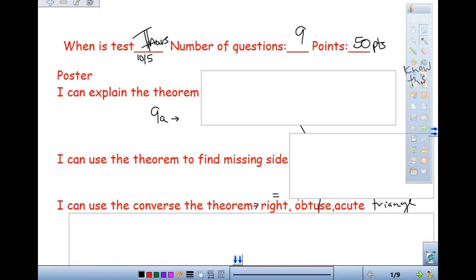Test is Thursday, 9 questions worth 50 points. This is right in that back page of your notes. Turn in to where it says this is what is on the test. Okay?